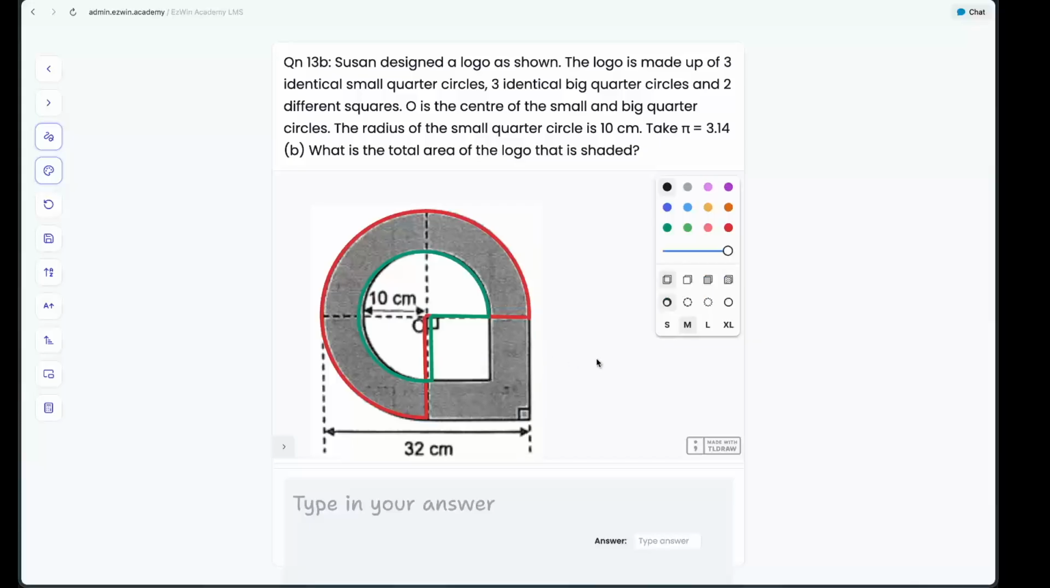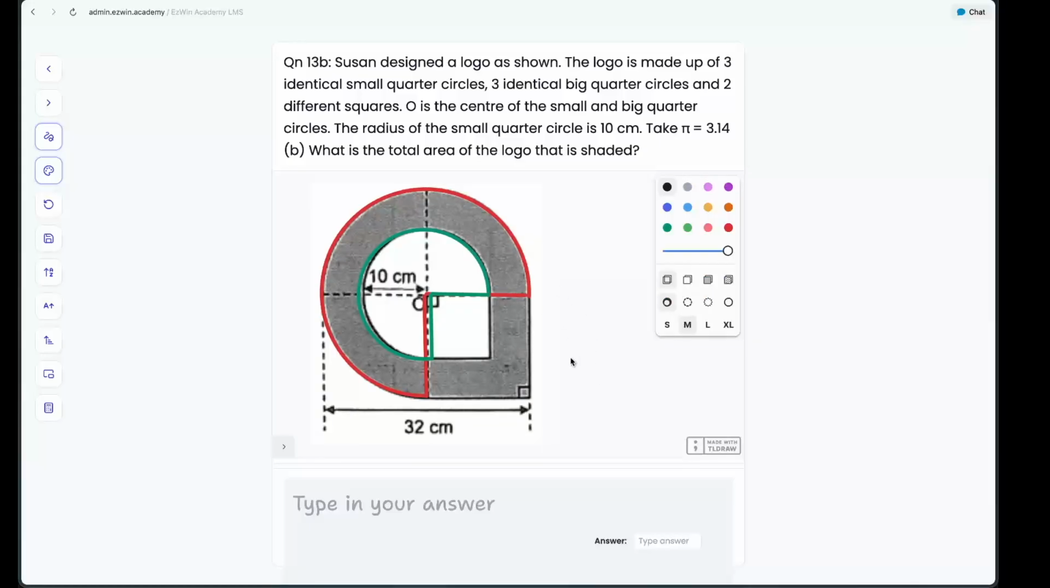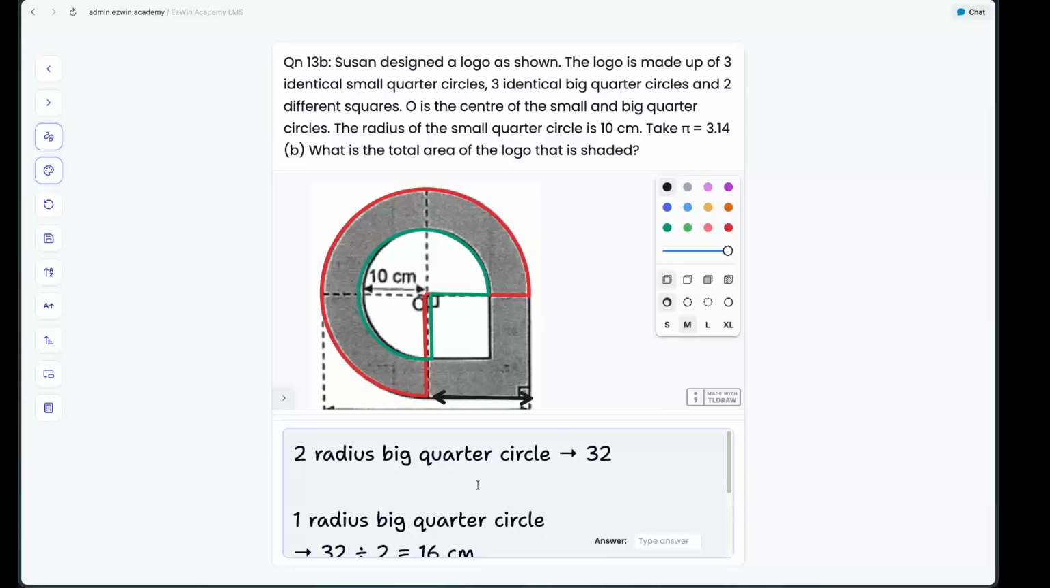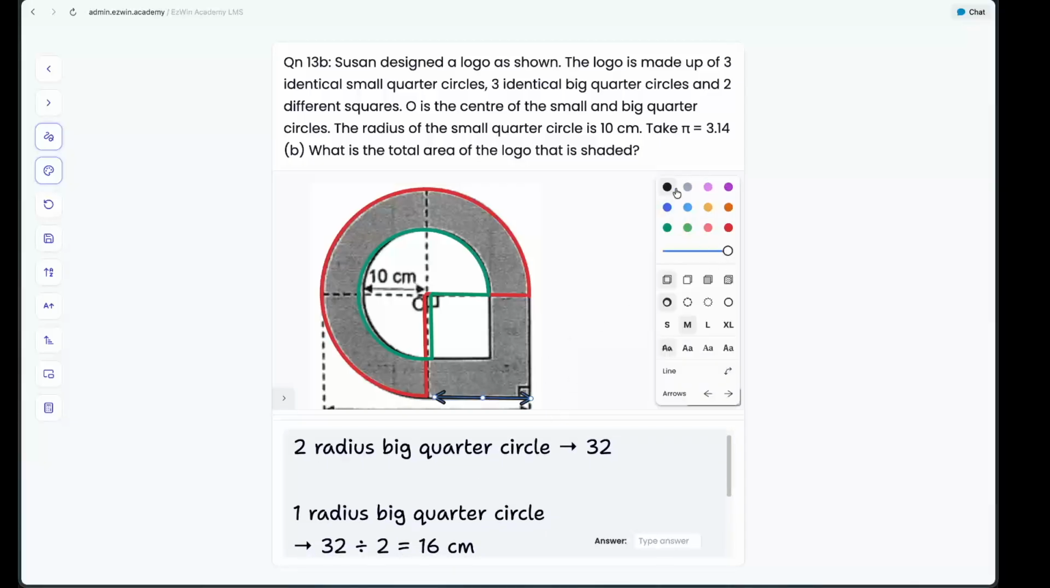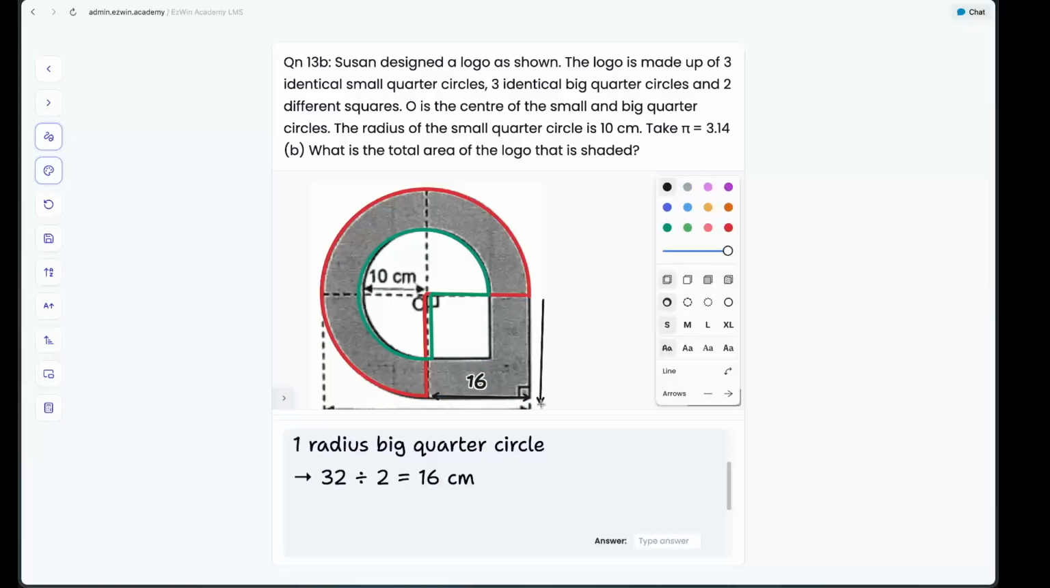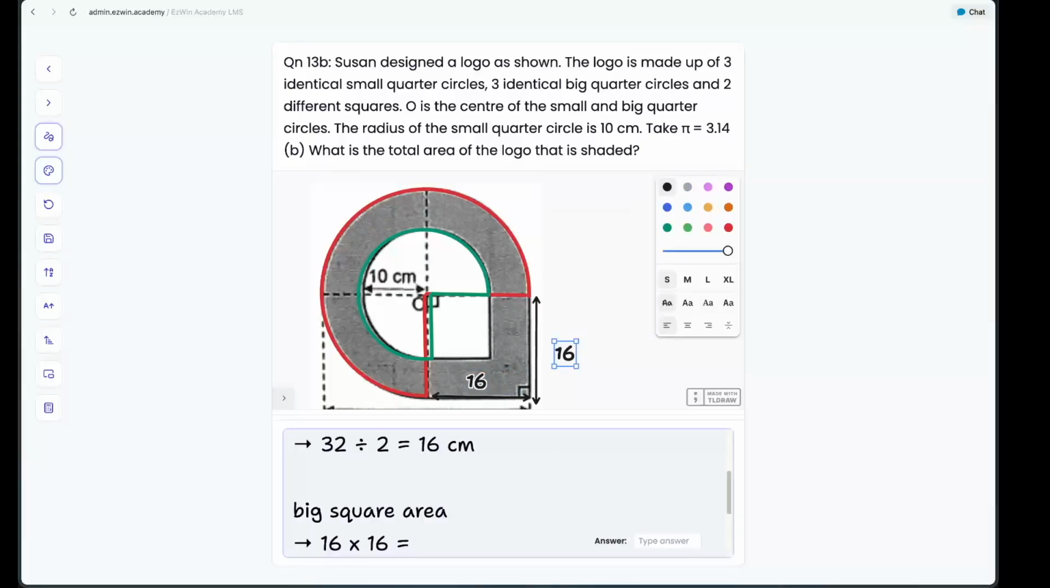So let's do the square because it's pretty straightforward. To get the square sides, which in this case is this part over here, since these 2 parts are 2 of the identical big quarter circles, that means one side, or the radius, is 32 divided by 2, and this will give us 16 centimeters. That's what you see over here. Since this is 16, this is also 16. So we can find the big square area, which is 16 times 16, and this will give us 256.